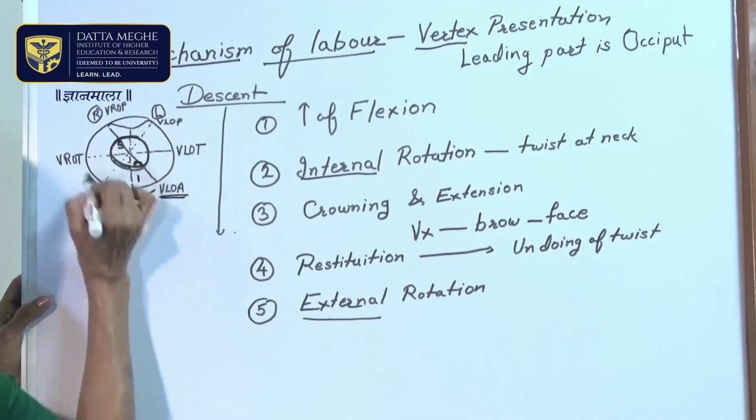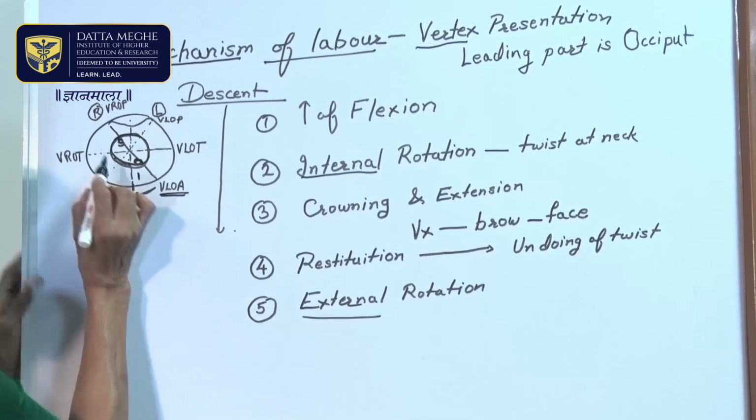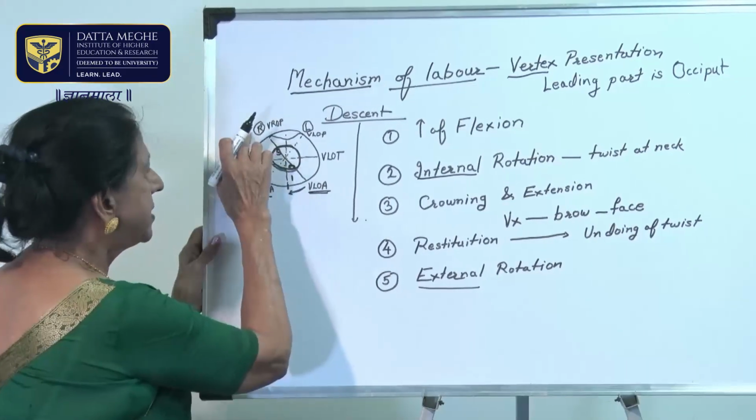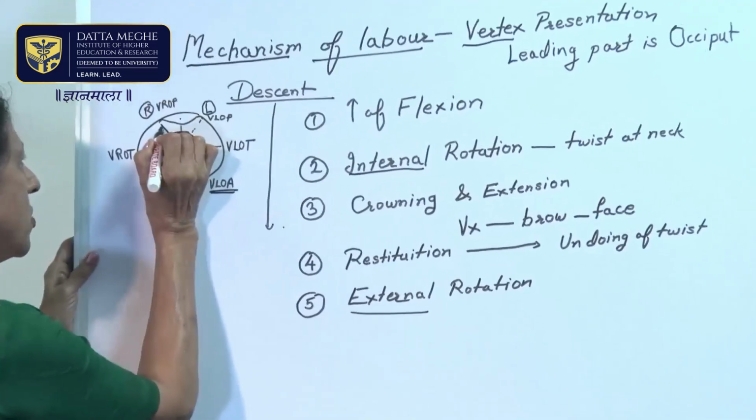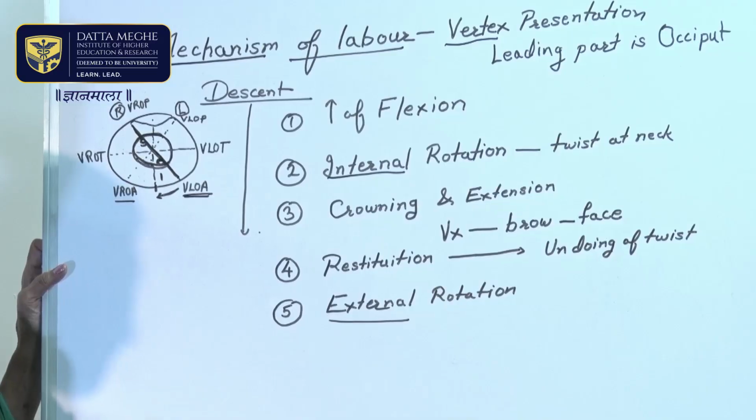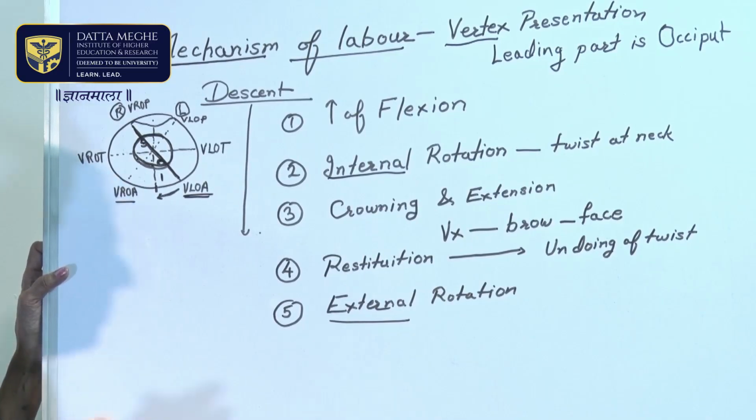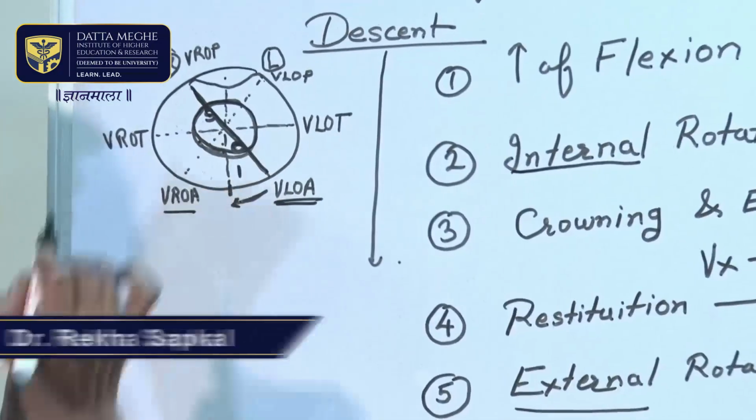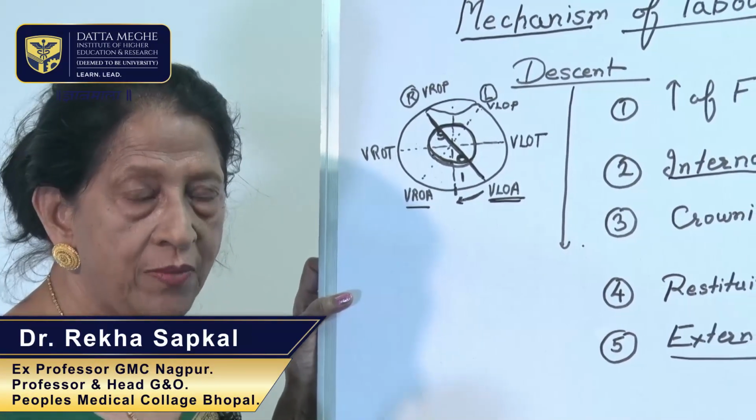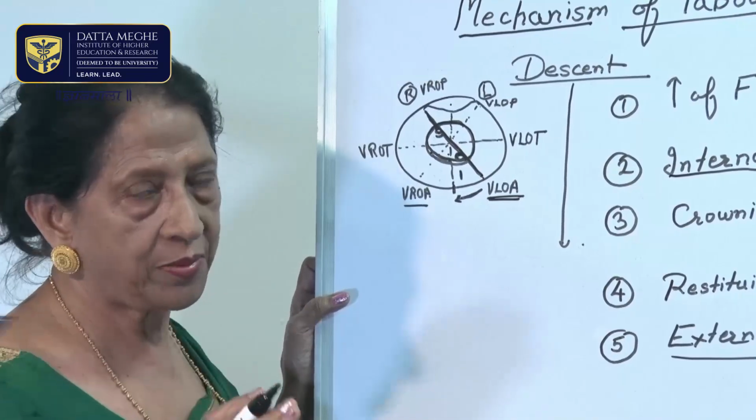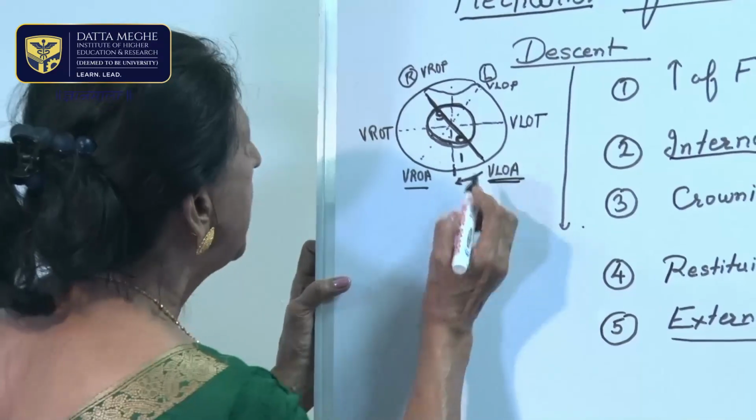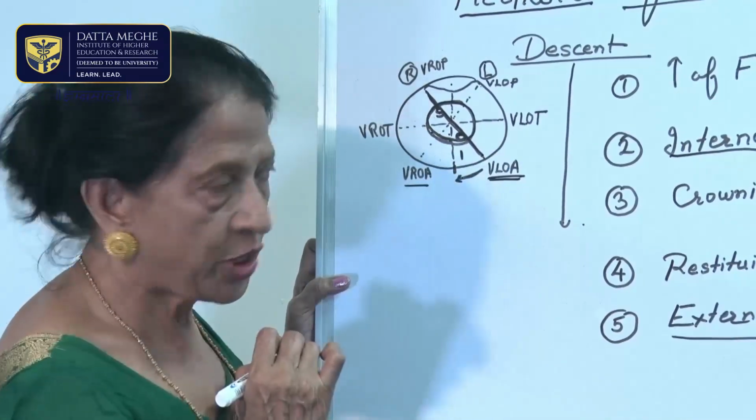Okay. This is the pelvis. This is the sacral promontory. The oblique diameter which starts from right sacroiliac joint is right oblique. So, this diameter is right oblique diameter. The one which starts from left sacroiliac joint is left oblique. So, this one is the left oblique diameter. Okay. So, oblique diameter, no confusion. The one which starts from the joint, right side, right oblique. Left sacroiliac joint, left oblique. Okay. Understood? So, here is the occiput initially.